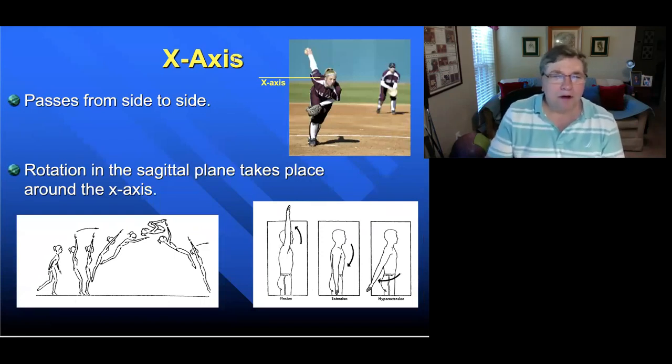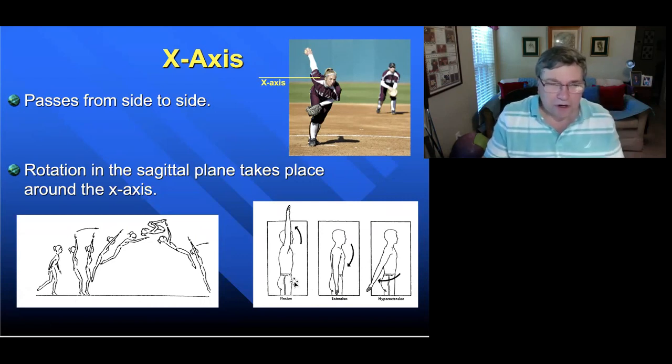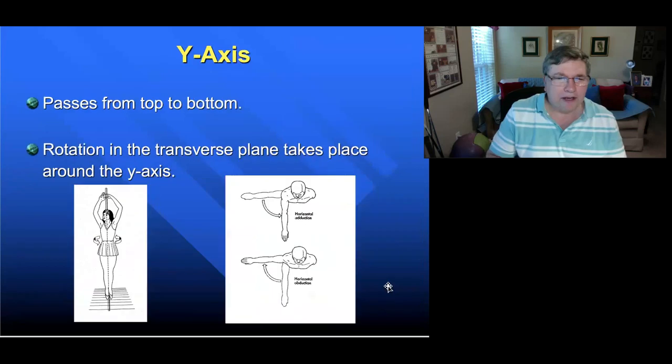Okay, so the x-axis, again, passes from side to side. Here we see someone doing fast-pitch softball, one of our Aggies. And that means that that shoulder is going to be rotating around that x-axis and in the sagittal plane. Here's someone doing shoulder flexion, shoulder extension, and shoulder hyperextension.